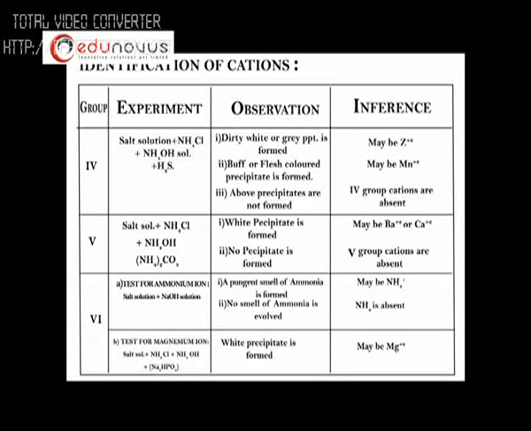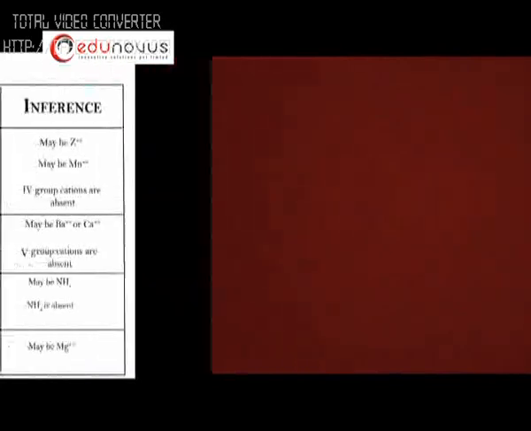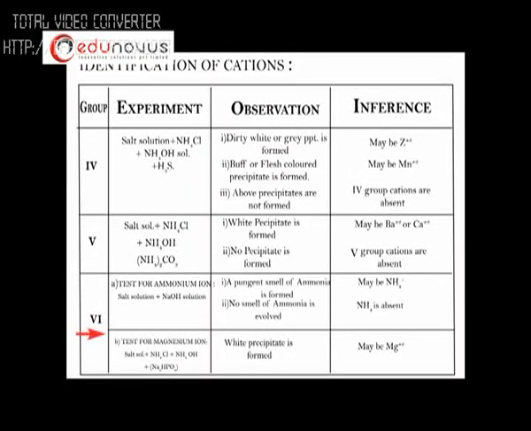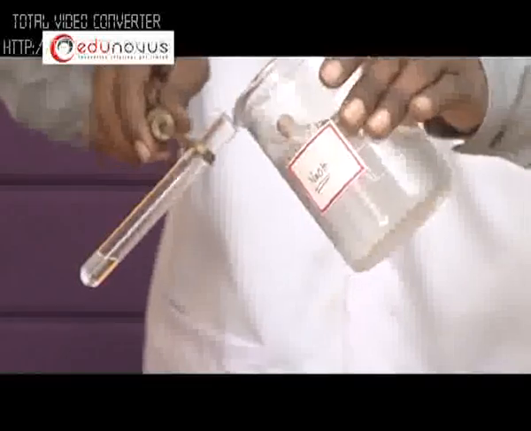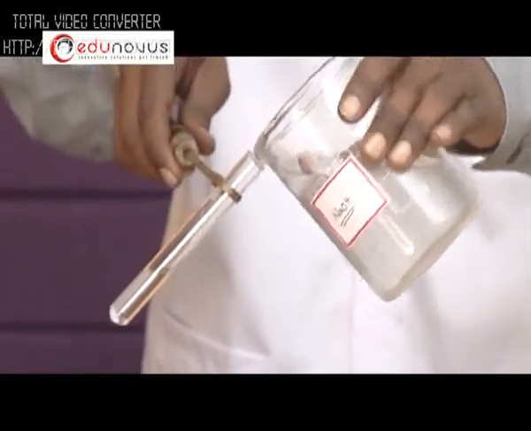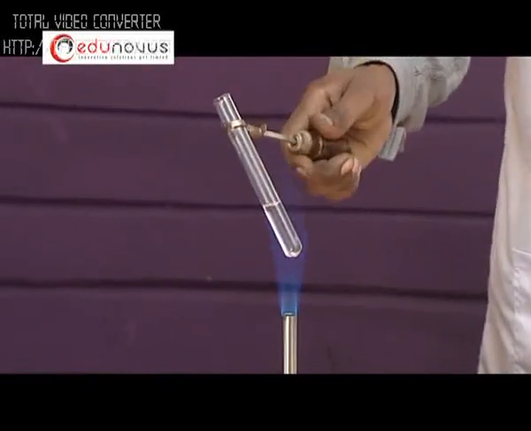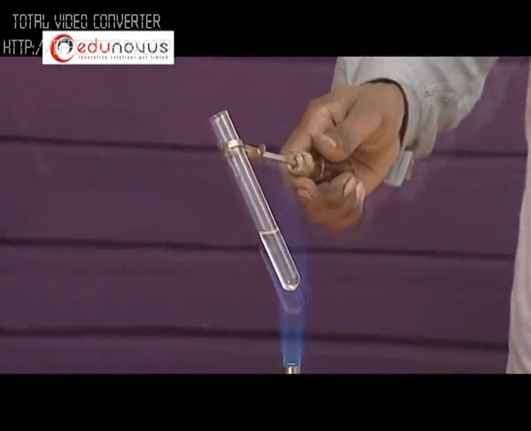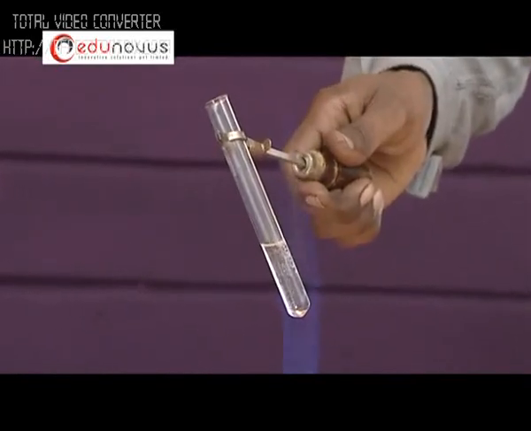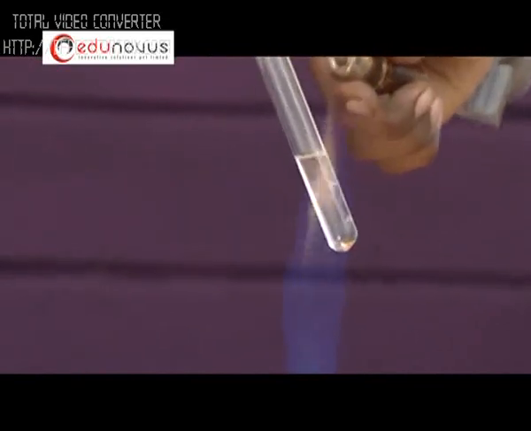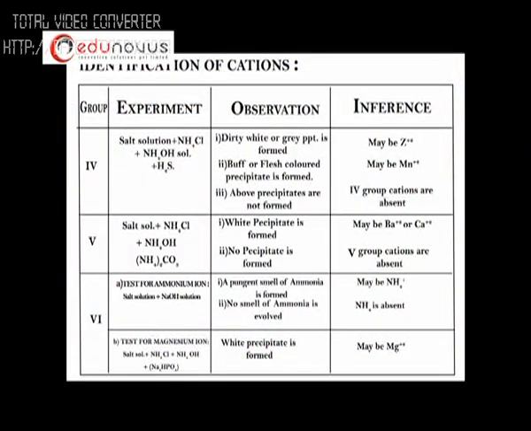Now, we move on to the last group test, that is sixth group test. First, we test the salt for the presence of ammonium ion. Test for ammonium ion. Salt solution plus sodium hydroxide. To the salt solution, we add sodium hydroxide solution. We warm this mixture. A pungent smell of ammonia is formed. Therefore, the inference is it may be an ammonium salt.